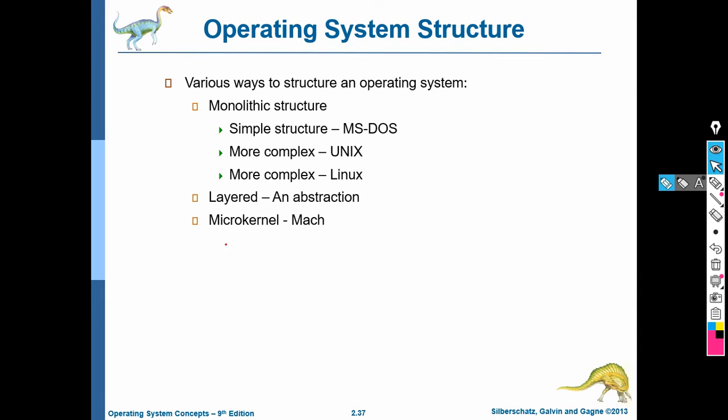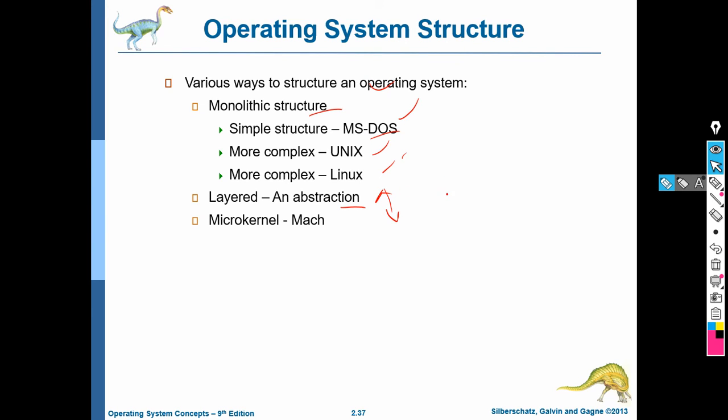OS structure: if you look at the various ways to structure an OS, there is the monolithic structure, the layered one, and the microkernel. In monolithic, some of the examples are MS-DOS, the disk operating system, and the more complex Unix and then Linux. And in the layered approach, an abstraction, you find different layers. You can call it a middle layer architecture, right?